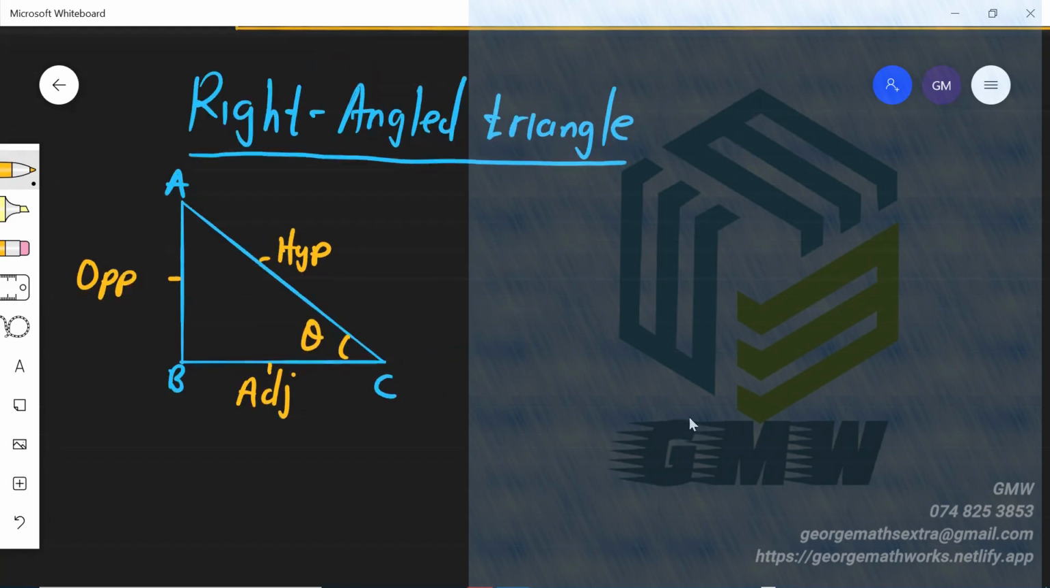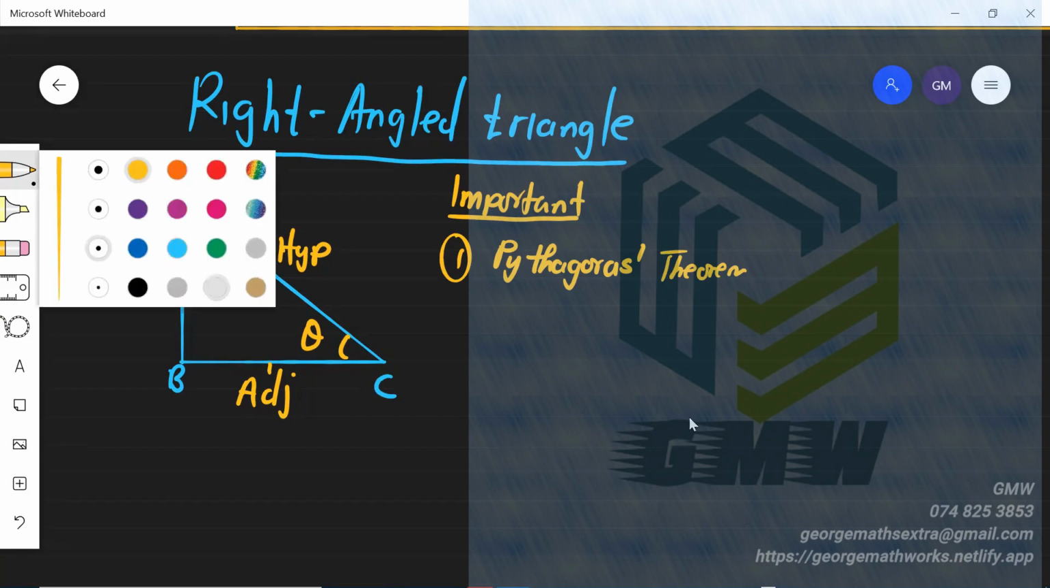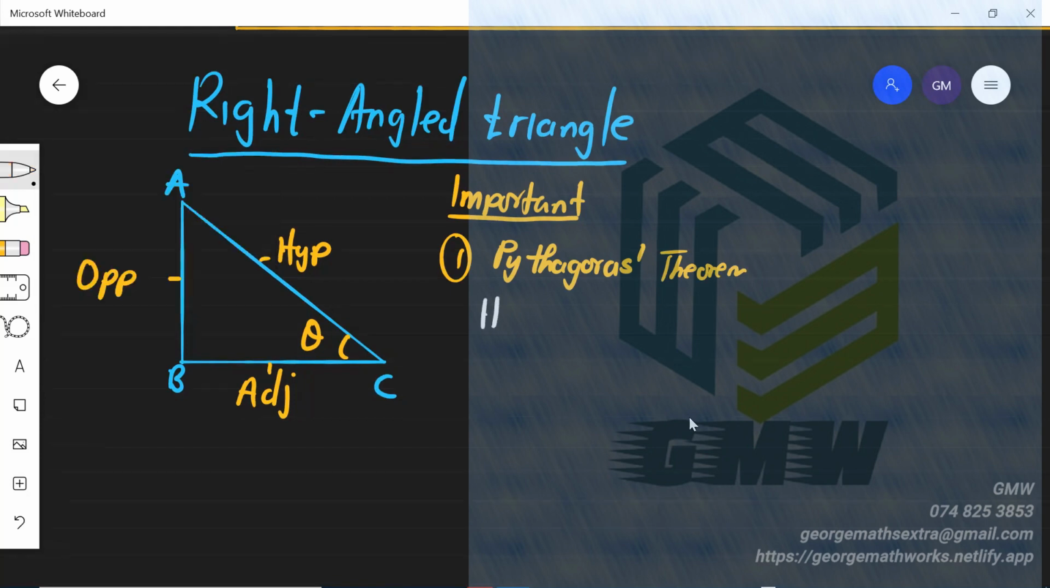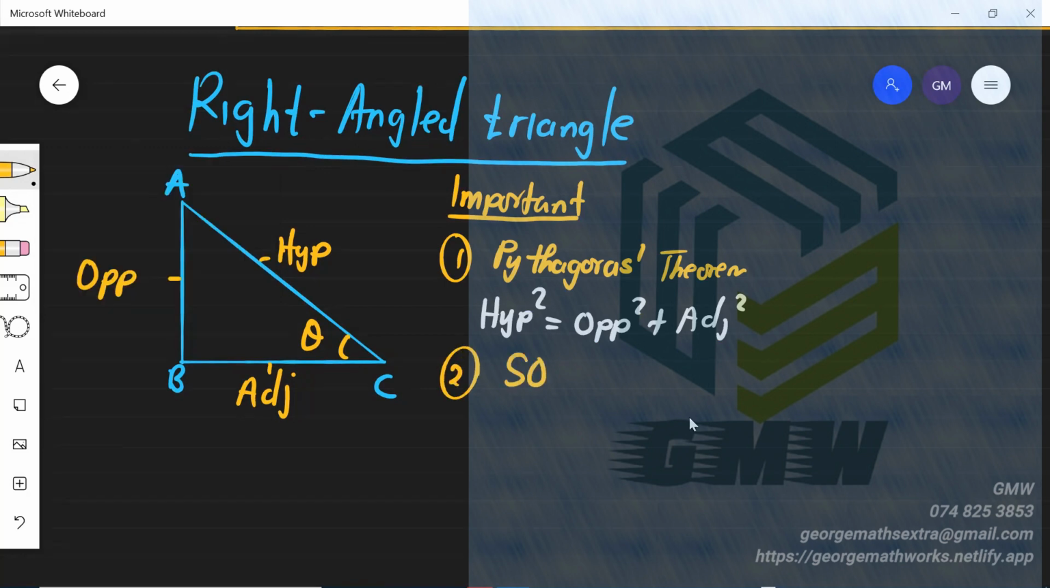Then there are important things you need to know if you are dealing with a right angle triangle. Number one, it's the Pythagoras theorem. Do you know what this one says? Using the labels we have, it says hypotenuse squared is equal to the opposite squared plus the adjacent squared. You agree with me? Then number two, you need to know about SOHCAHTOA, right?